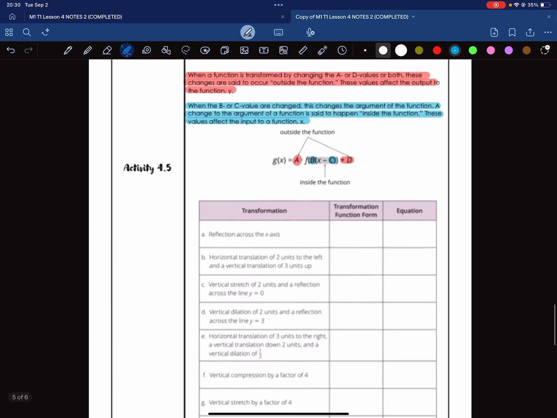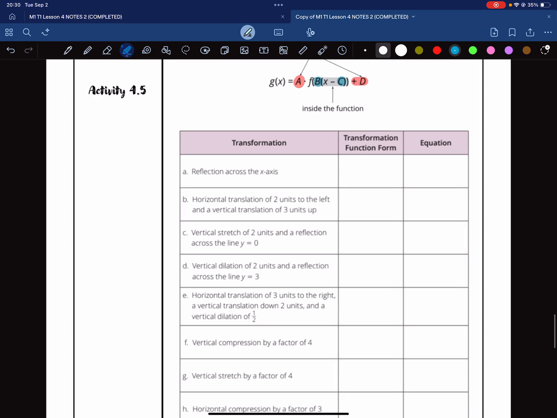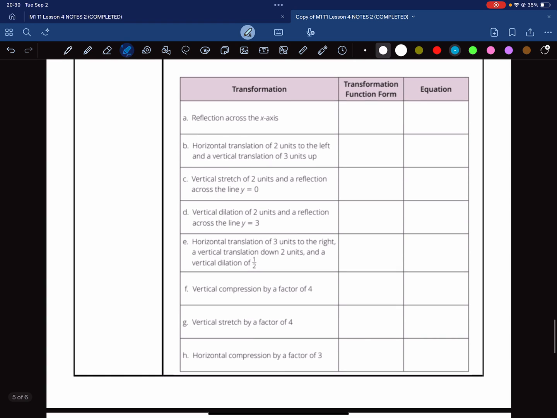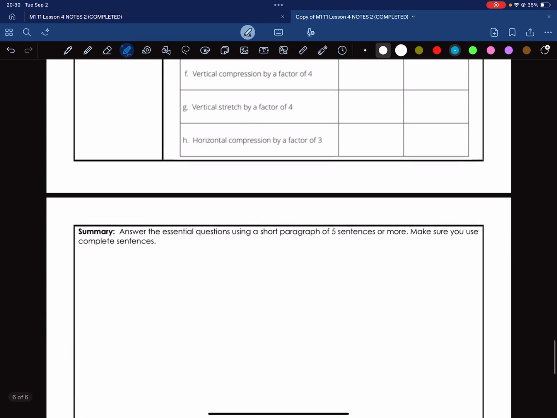Okay? So what I would like you to do is I would like you to try these right here. See if you can write it in function form and equation form, and then go to Google Classroom to check your answers. If you have any questions, please go ahead and write them down so you remember to ask me. And then by now, you should be able to answer all 4 of the essential questions in a paragraph.